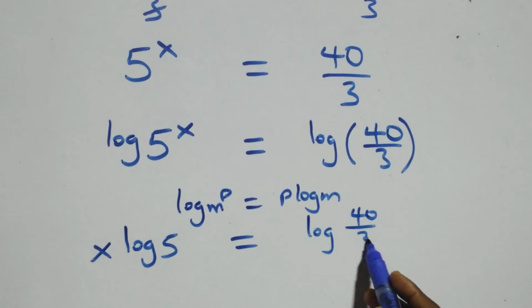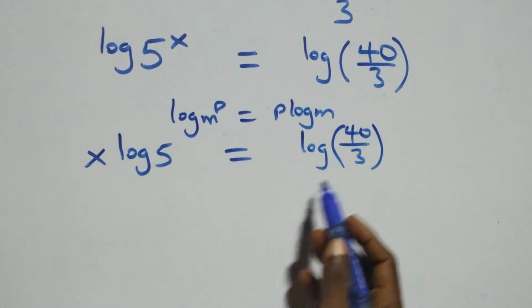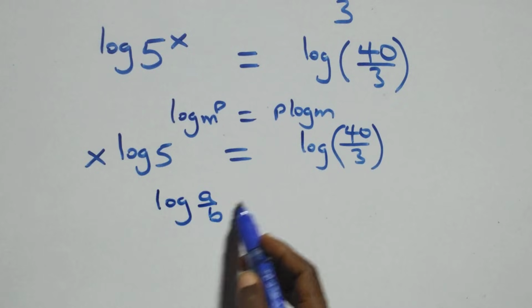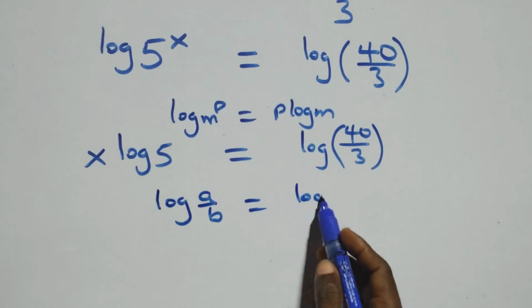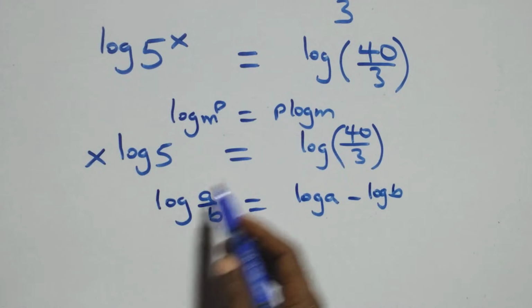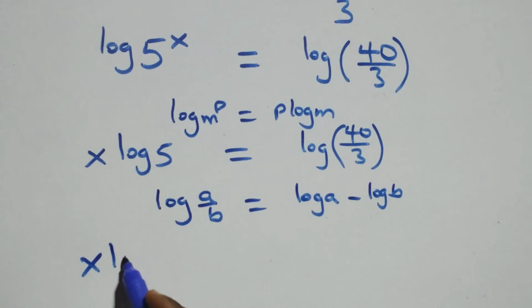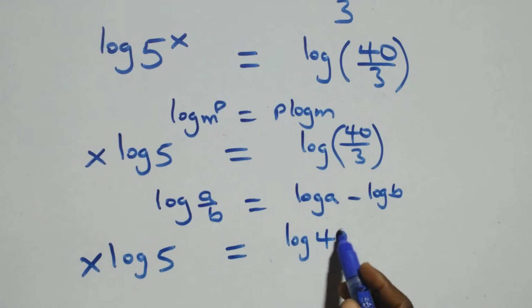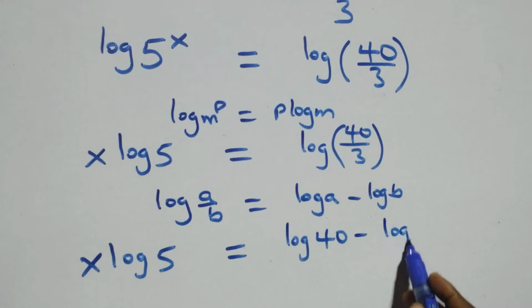40 over 3. Then from here, this follows when we have log a over b, this is the same thing as log a minus log b. Now this here we have x log 5 equals to log 40 minus log 3.